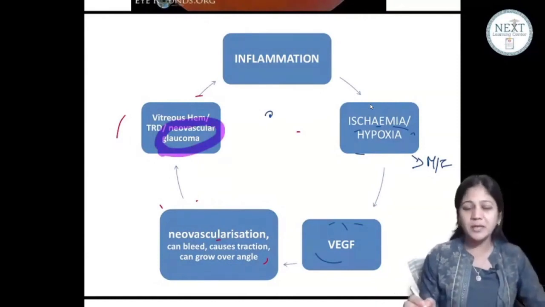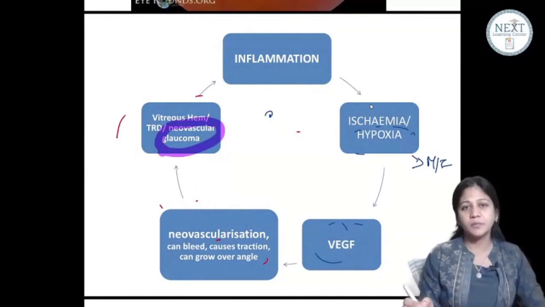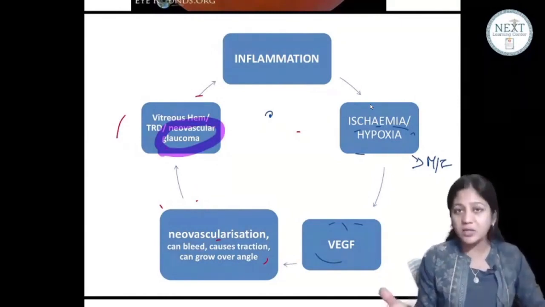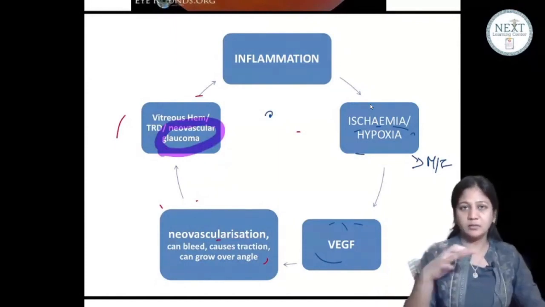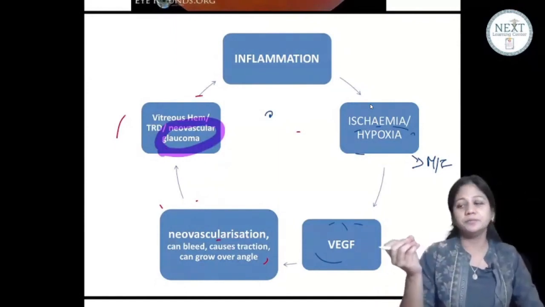Okay, this is the meaning of neovascular. That is because of the new vessels formation. They act like a malai in the chhanni. हमने पढ़ा था ना secondary open angle glaucoma. Something obstructs your angle. So this is the new vessel.